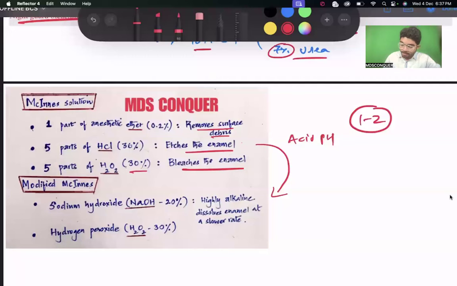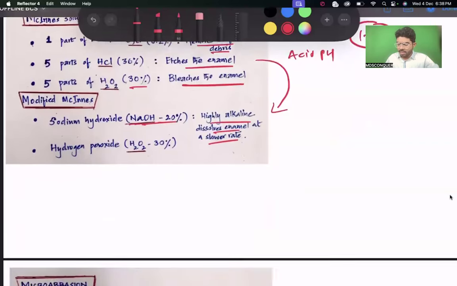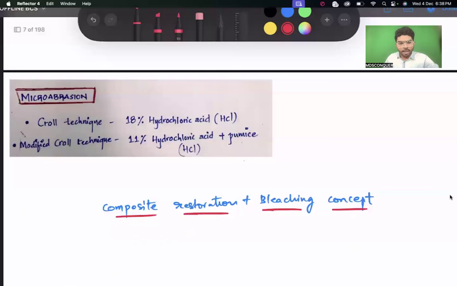So the next one is what is the modification that is done? They have added NaOCl 20%. Here, the acidic pH was causing the enamel dissolution or etching the enamel. Here, alkaline pH helps in dissolving the enamel at a comparatively slow rate. You have your hydrogen peroxide at the same percentage, that is 30%. So they can ask you, what is added in modified McKean's solution? 20% of NaOCl.